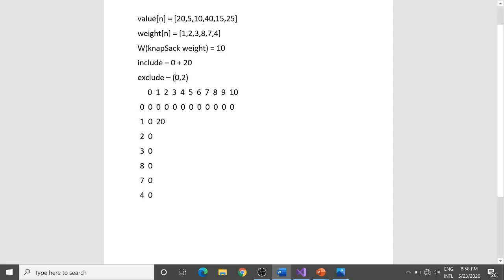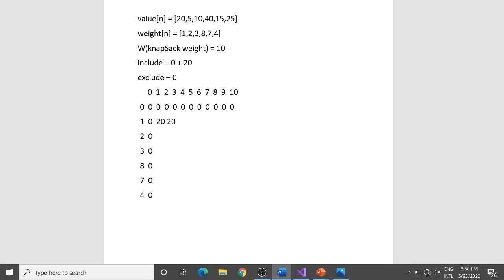now currently I am recursing for this column. So where can I find this subproblem? 0 comma 2. I can find it over here. The answer to that is 0 again. So what is the max between 20 and 0? It's again 20. So the answer over here is again 20.